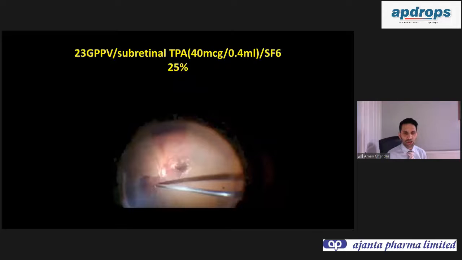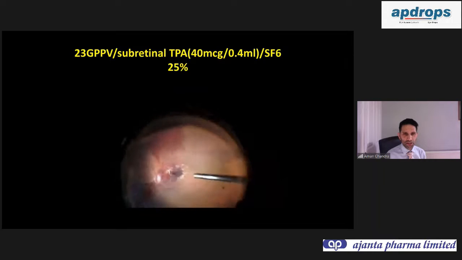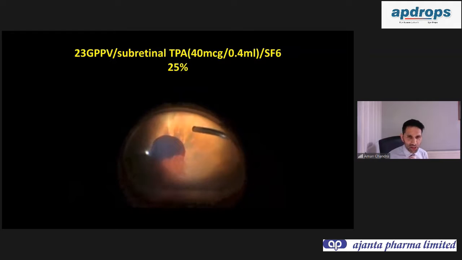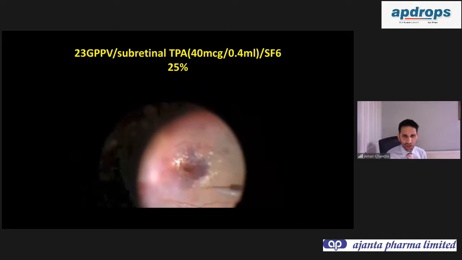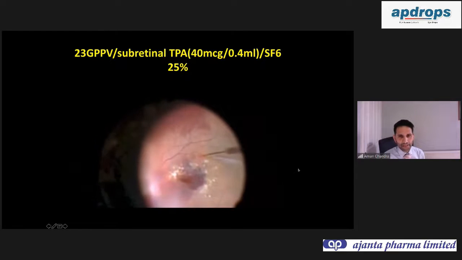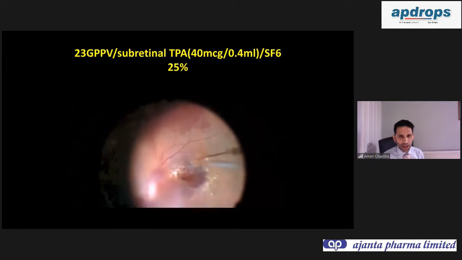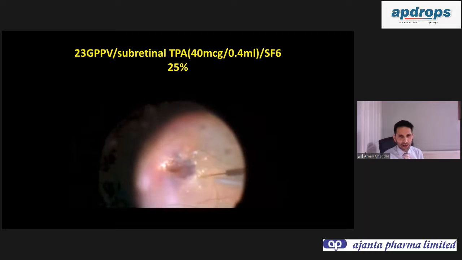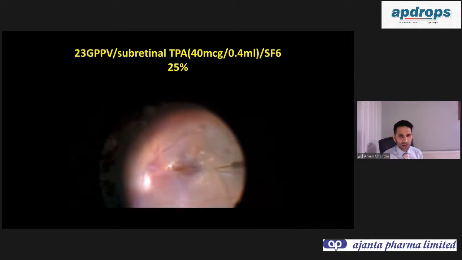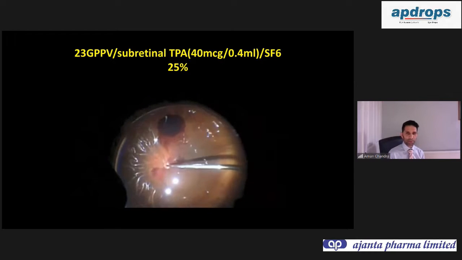This lady had a pneumatic displacement, and you can see the hemorrhage has displaced inferiorly. And then we injected, you can see here the needle going under the macula and injecting TPA under the macula here. You may see a bleb of fluid appearing there. And you may be able to see some fluid going underneath the macula there. There we are. And then we put gas into the eye.